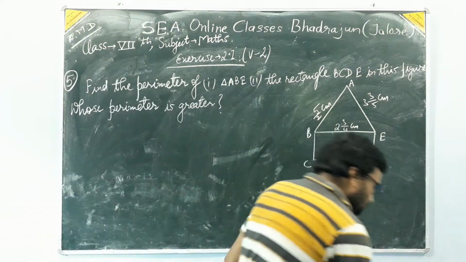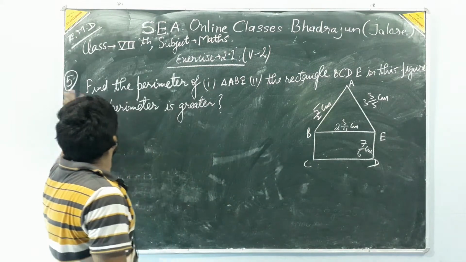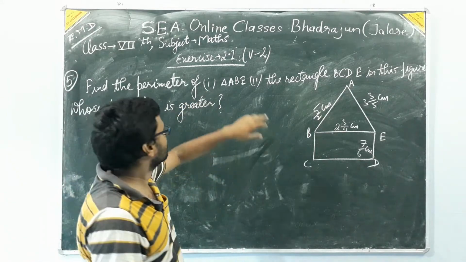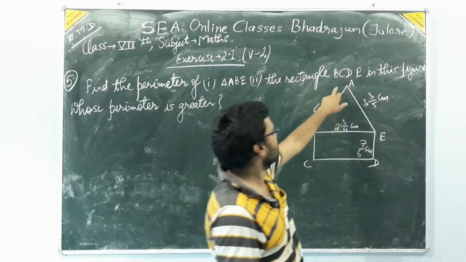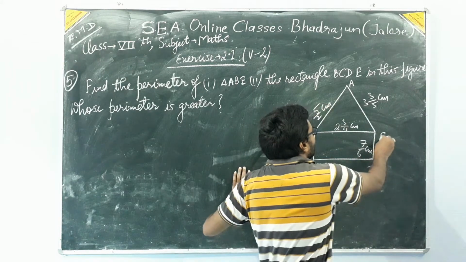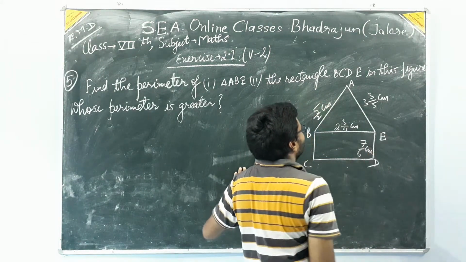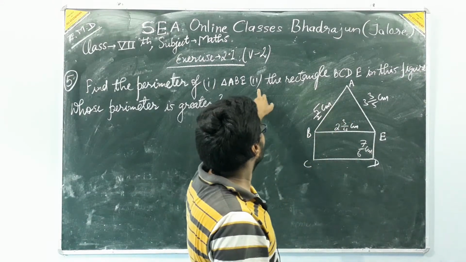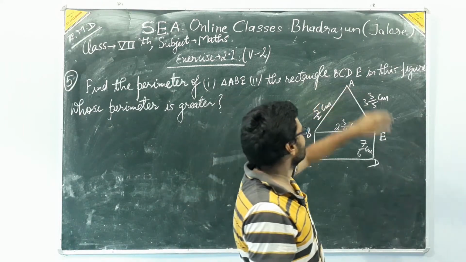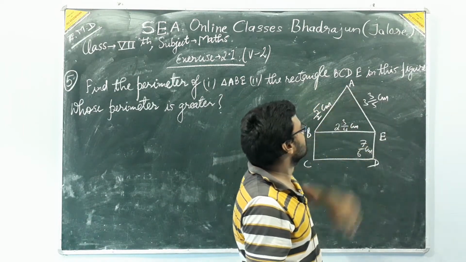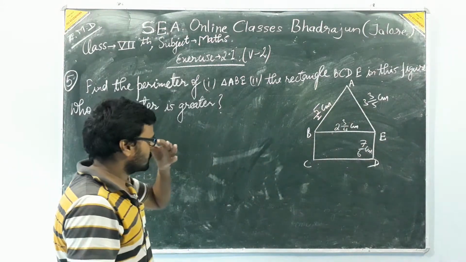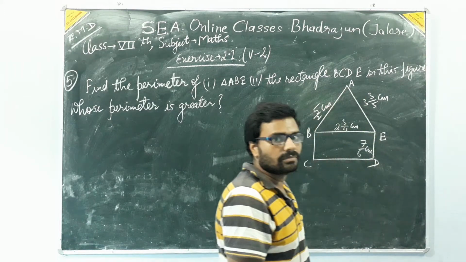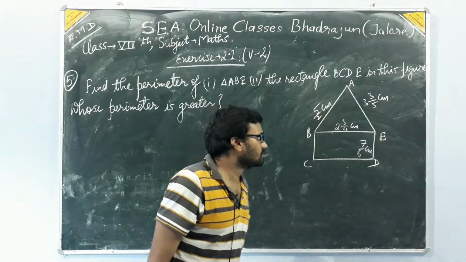So here question number 5th is find the perimeter of number first is triangle ABE. This is our triangle ABE whose perimeter we have to find out, and second one is the rectangle BCDE. In this figure whose perimeter is greater, of this triangle or of this rectangle? Okay, so first we will calculate the perimeter of this triangle which is ABE.